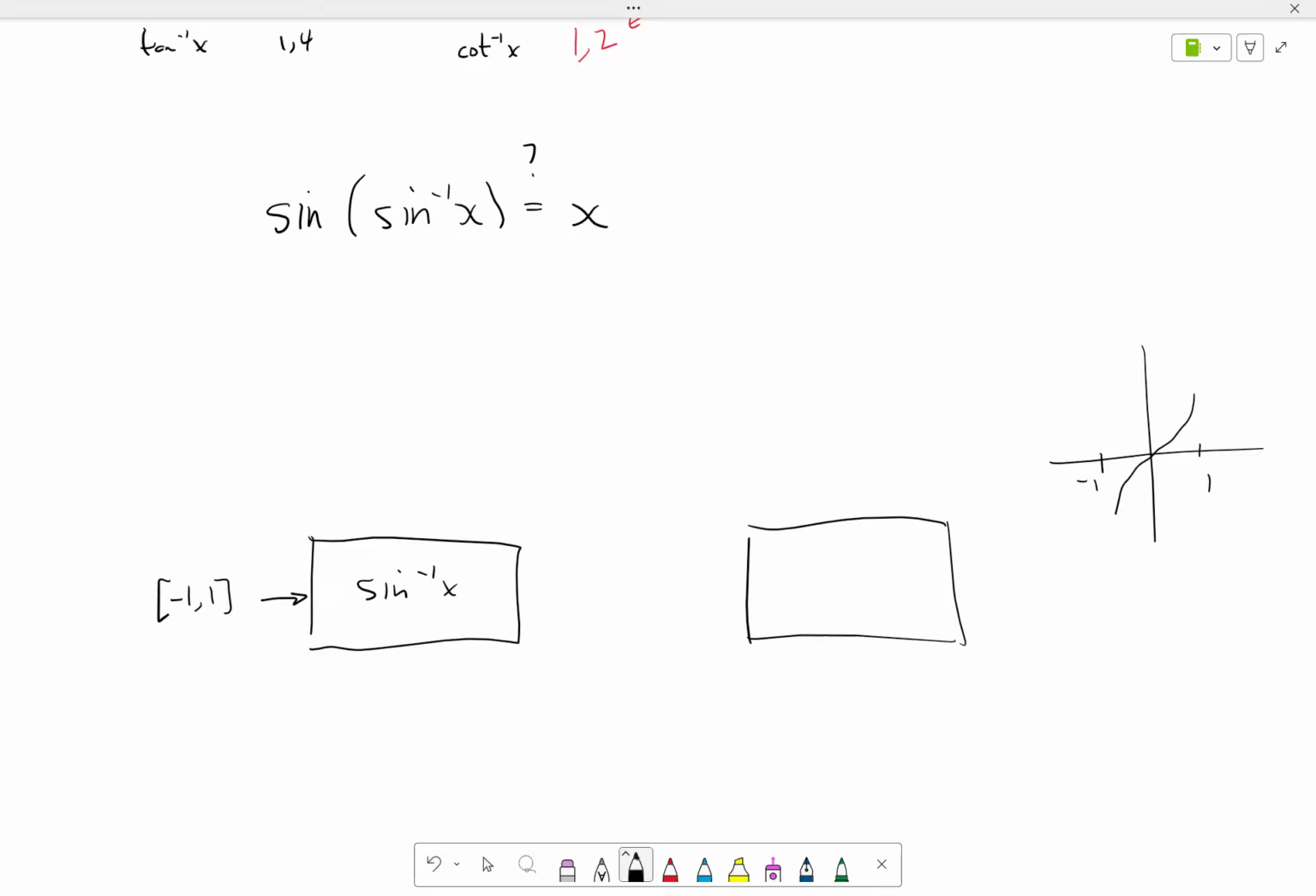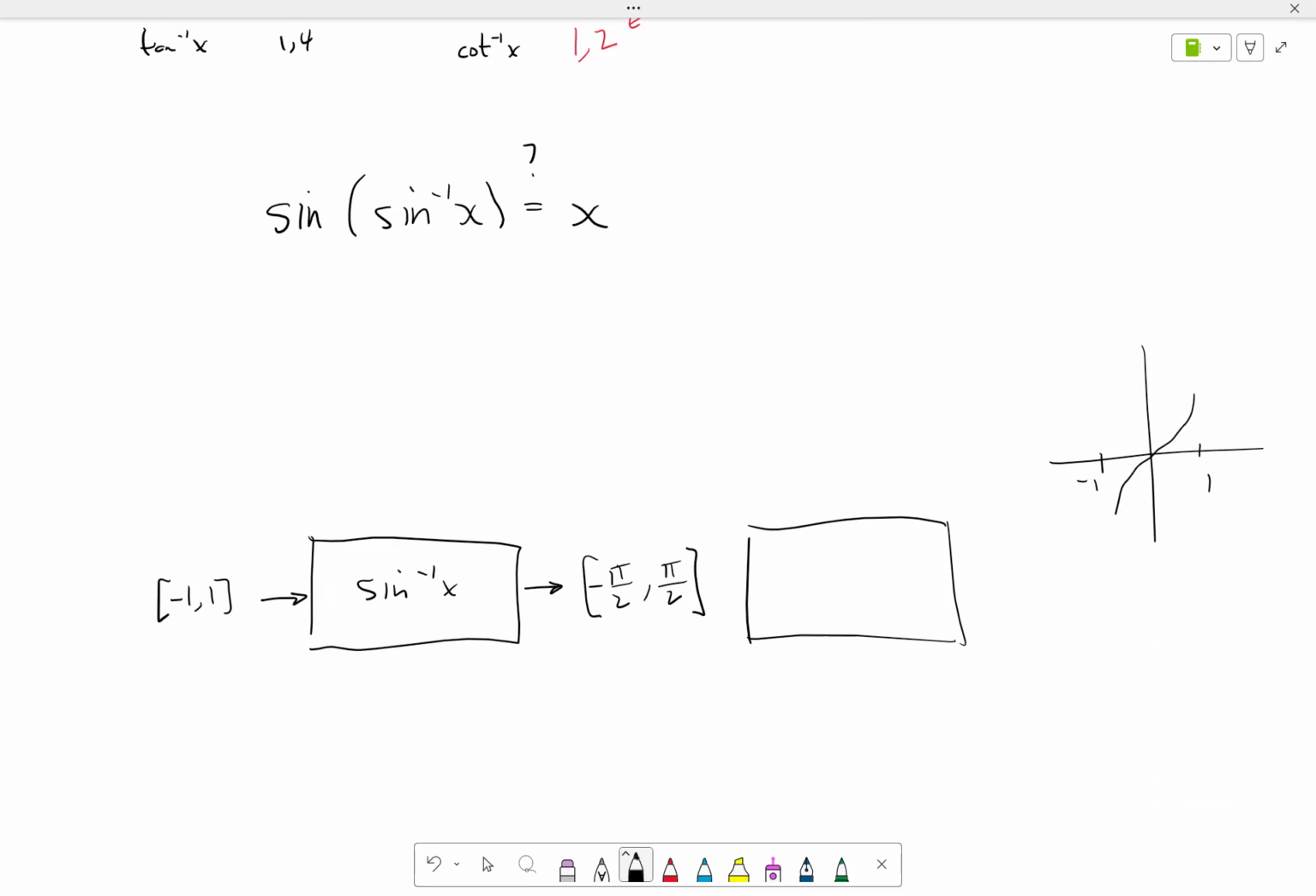Remember that -1 to 1 comes from the fact that the range of sine is -1 to 1. So the domain of sine inverse is -1 to 1. Those would flip. The range of this one is negative pi over 2 to pi over 2. That's the two quadrants that we're talking about, quadrants 1 and 4.